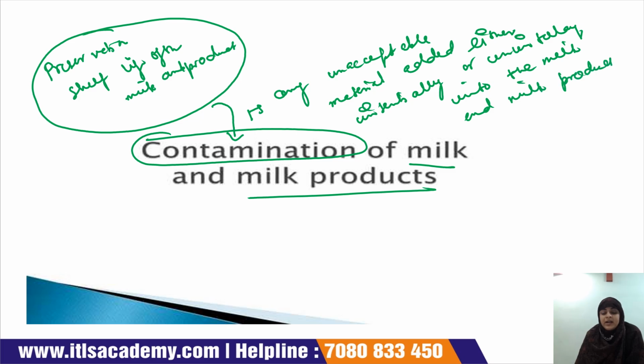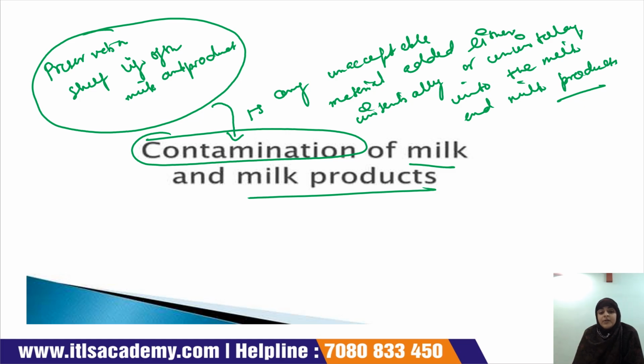It means that they are not acceptable. They are not part of the milk and milk product, they are not ingredients of the milk and milk product, but they are either intentionally or unintentionally added into a milk product, and it will contaminate the milk product. It will change the composition and affect the shelf life of the milk product. That is called contamination. Here we are talking about milk and milk products, so it is called contamination of milk and milk products.